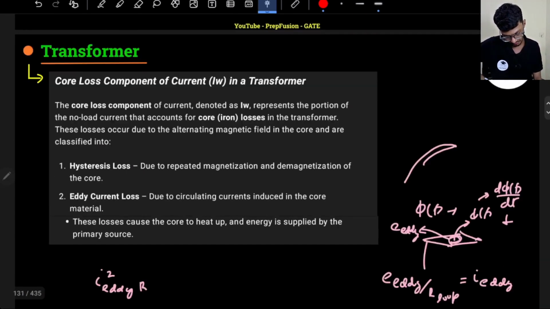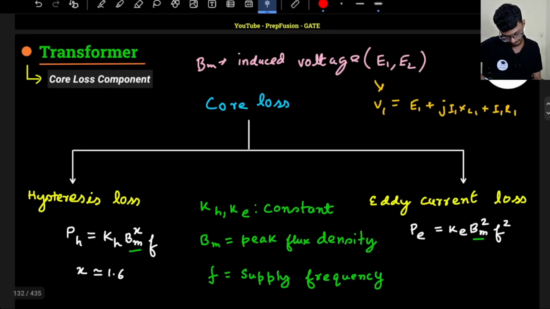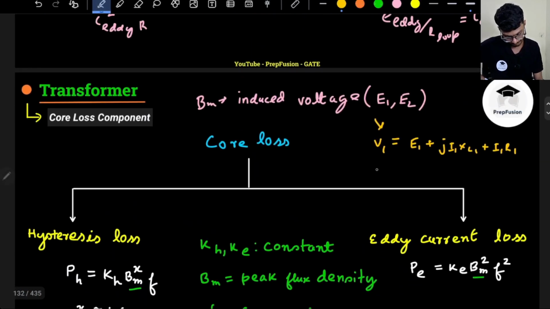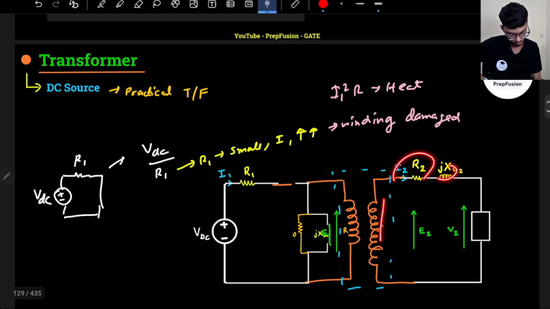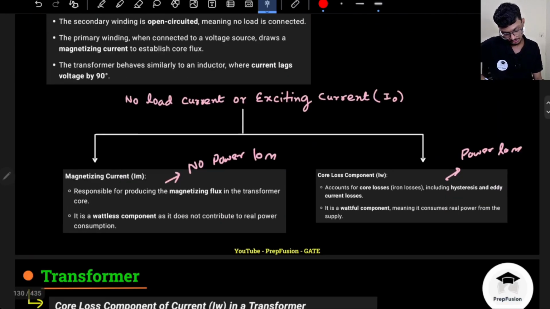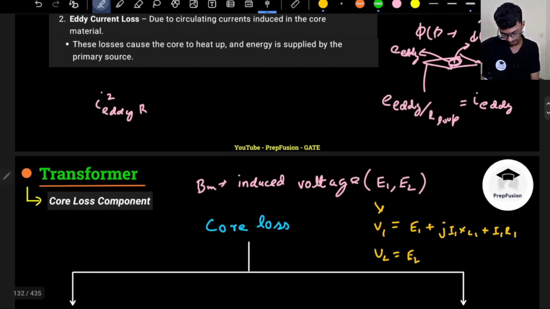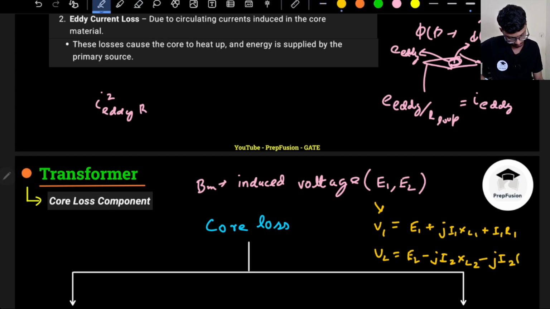Same for V2. So how will I find V2? V2 will be equal to basically E2, and there is a drop in R2 and X2. E2 will be higher because it is supplying the load. So V2 will be E2 minus j I2 XL2, the leakage reactance, minus j I2 R2. Okay, that will be my V2.